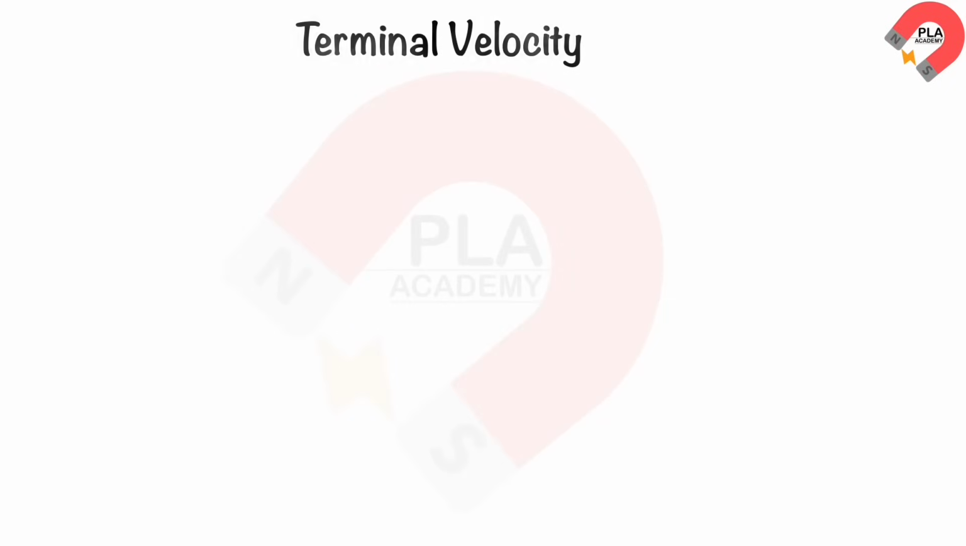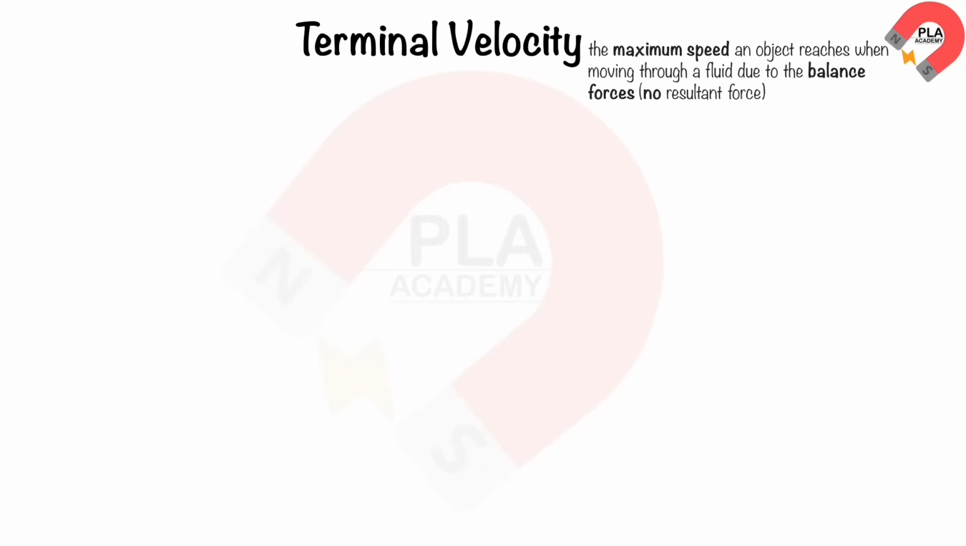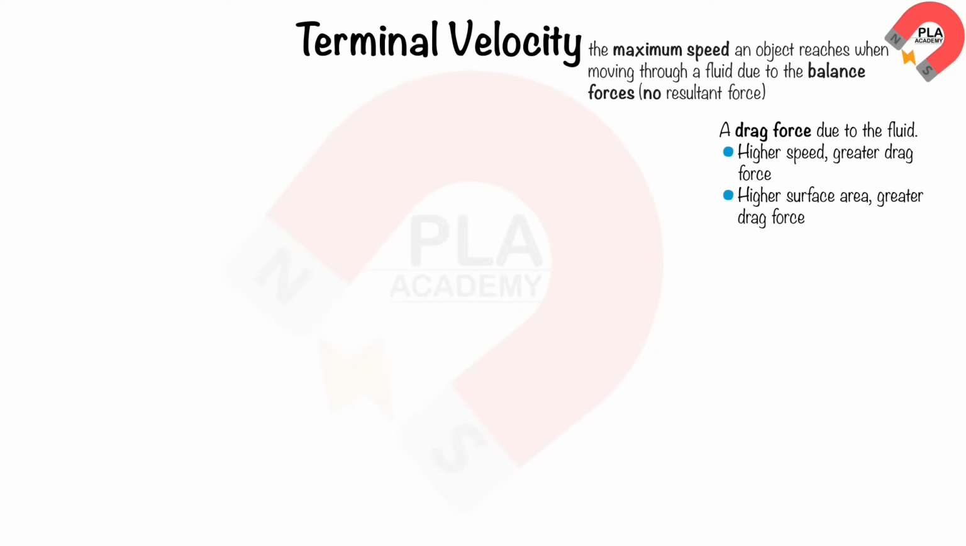Terminal velocity is the maximum speed an object reaches when moving through a fluid, liquid, or gas, due to the balanced forces, with no resultant force. When an object is moving through a fluid, there is a drag force due to the fluid. This drag force can increase when the speed of the object increases and the surface area of the object increases. Right now, we will use the symbol sigma F to represent the resultant force.